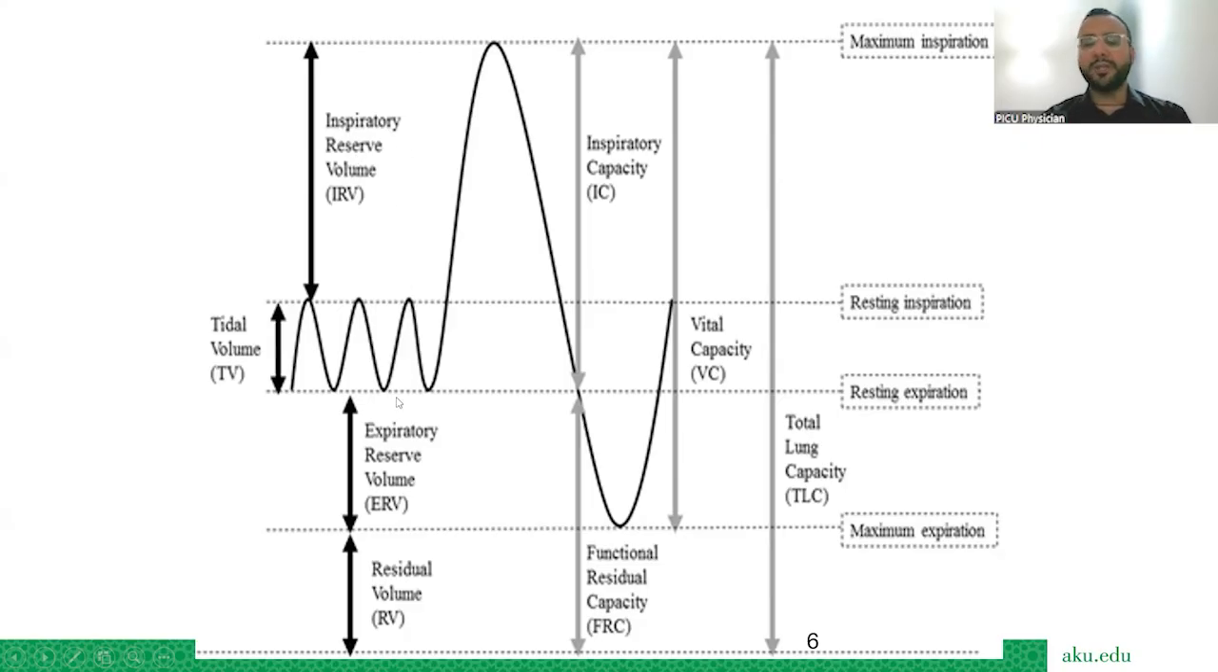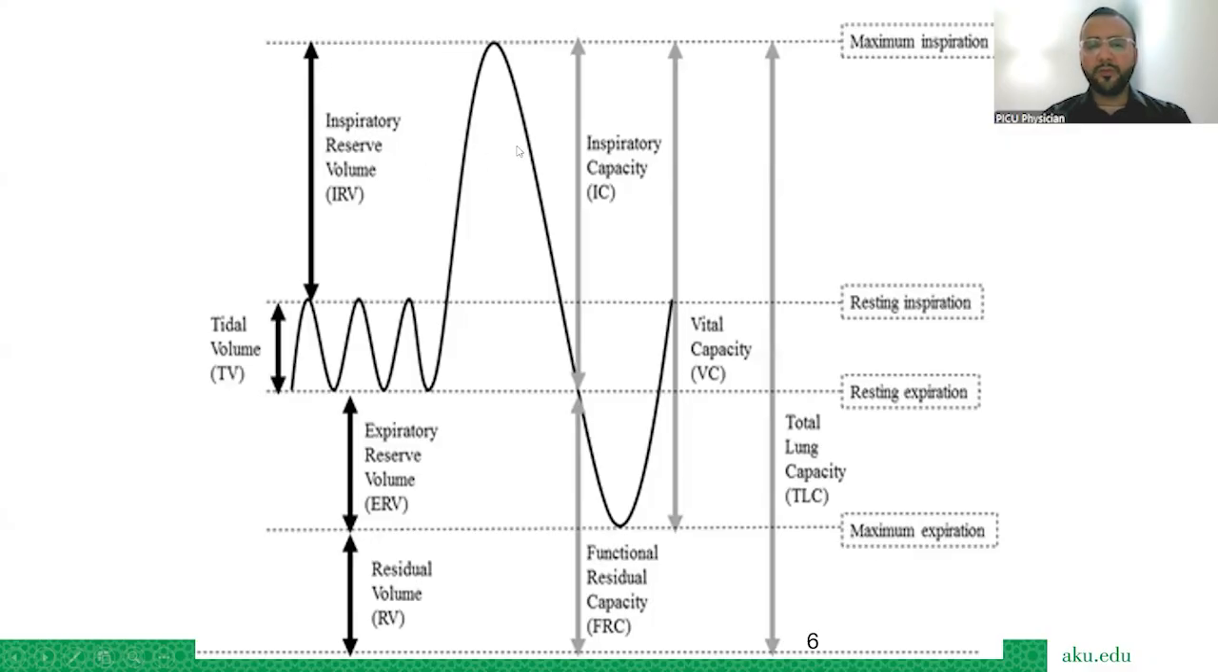Now, at the end of normal expiration, if you expire forcefully, if you try to blow out air forcefully, you will be able to take out some more air from the lungs. That is called expiratory reserve volume. It is also mentioned down here. And even after forceful expiration, a bit of air is remaining in the lungs. That is called residual volume, that you cannot expire. That will remain in the lung to keep alveoli patent.